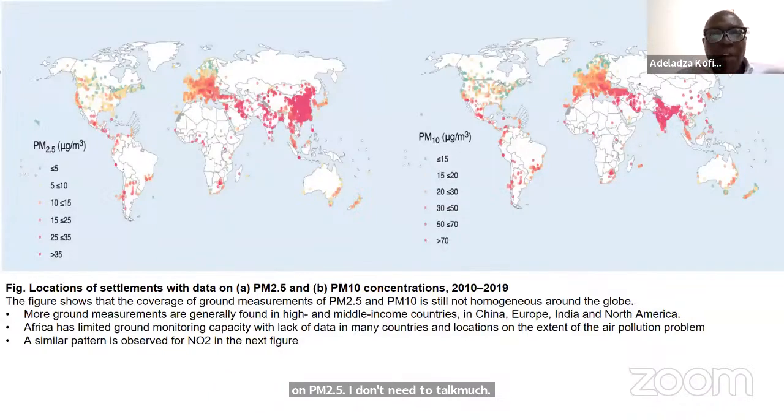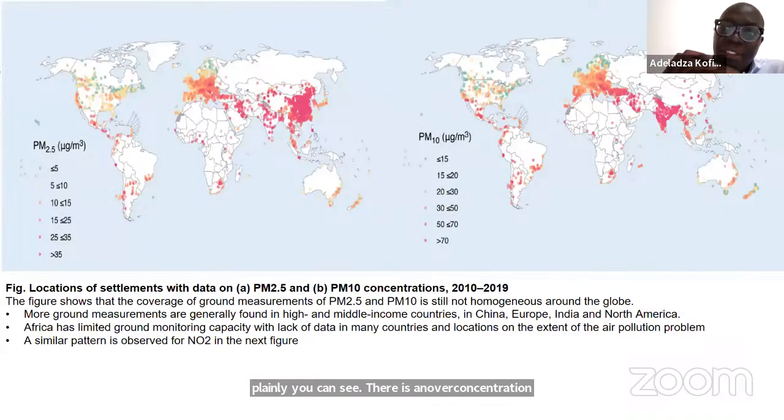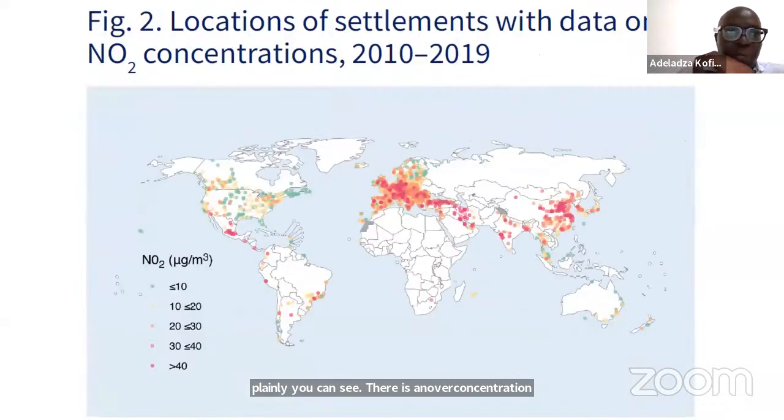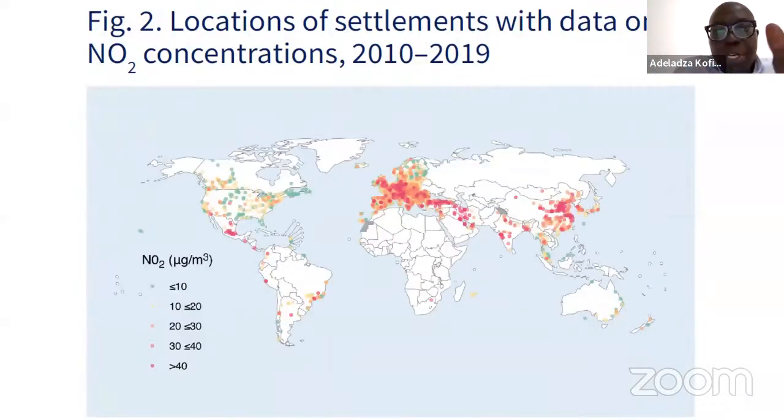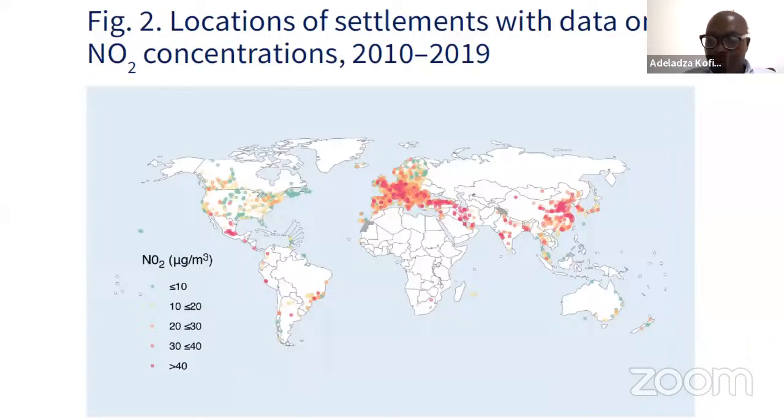There's an over-concentration or saturation of these monitoring installations, or data, in North America and even in Asia. You can see it there. But in Africa, we have problems as usual. The same story holds for NO2. And even for NO2, the situation is similar, because I only see just one monitor in South Africa from the map that I have projected.